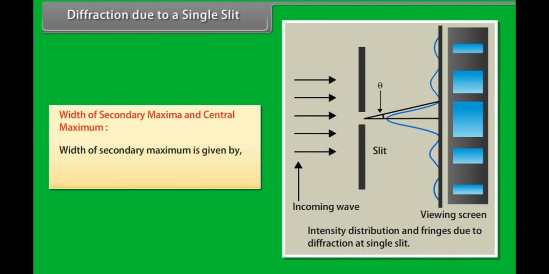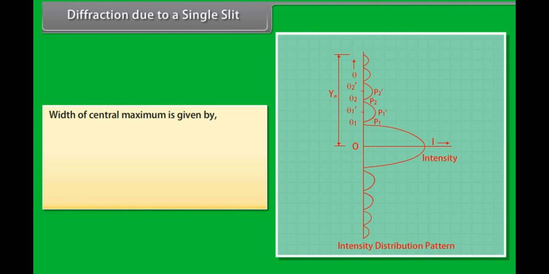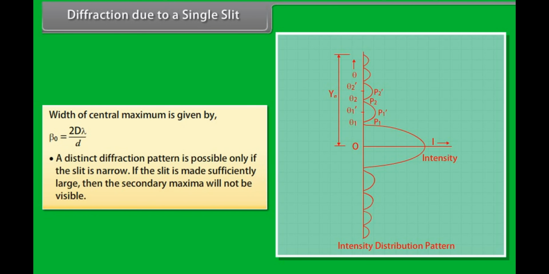Width of secondary maximum is given by beta = D lambda / d. Width of central maximum is given by beta naught = 2D lambda / d. A distinct diffraction pattern is possible only if the slit is narrow. If the slit is made sufficiently large, then the secondary maxima will not be visible.